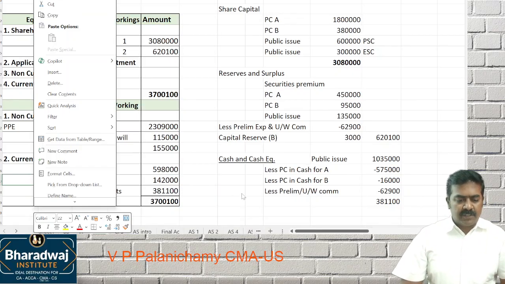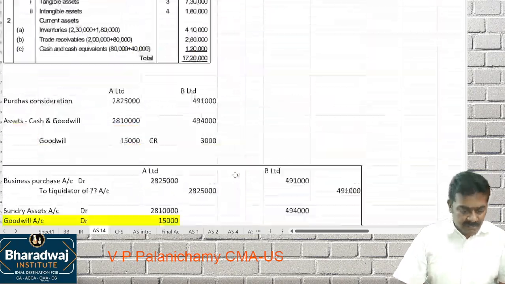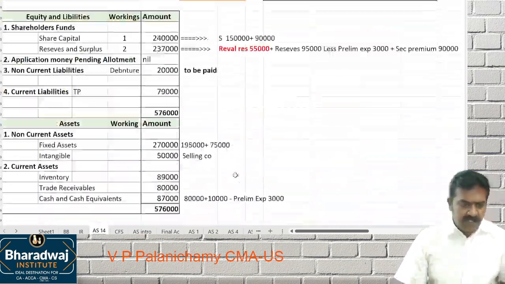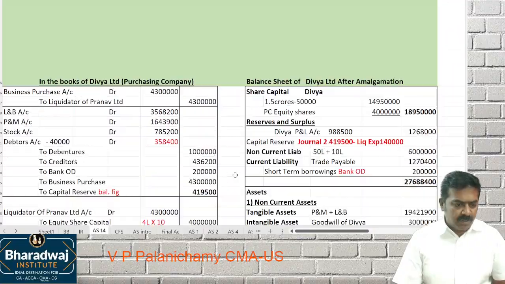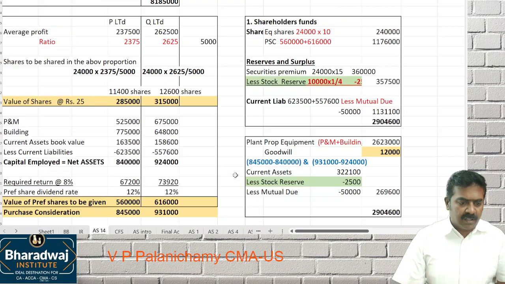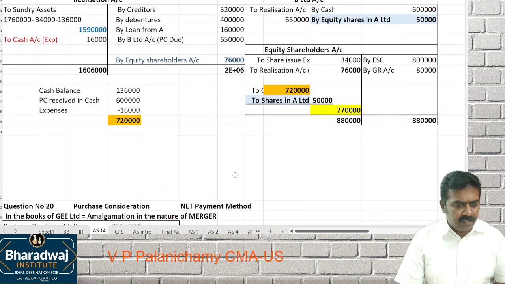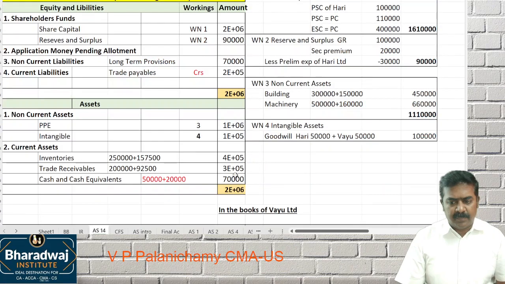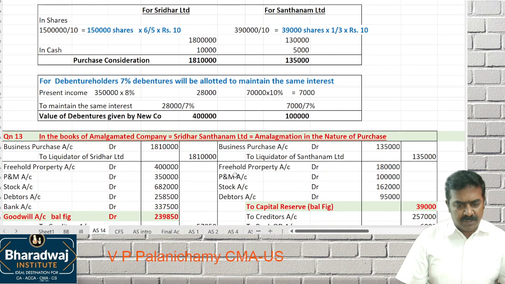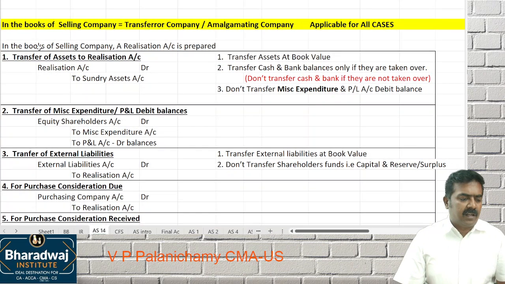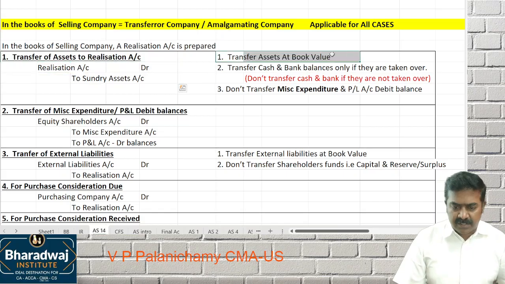Start. In the books of which company we are going to do? Selling company. See, in the books of selling company, we'll open a realization account. Which account? A realization account to record all the transactions. Let me recollect the journal entry. Then let us go for ledgers and the books of selling company. See, in the books of selling company, all are recorded through an account called as which account? Realization account, where we will transfer the assets to realization. Please transfer assets at book value, only then it will close.